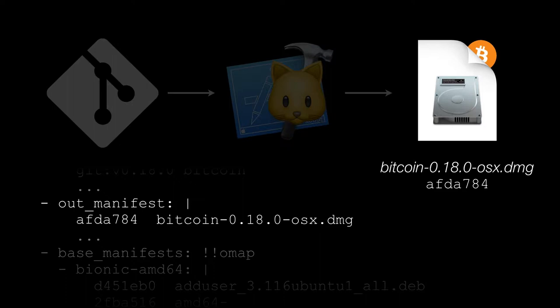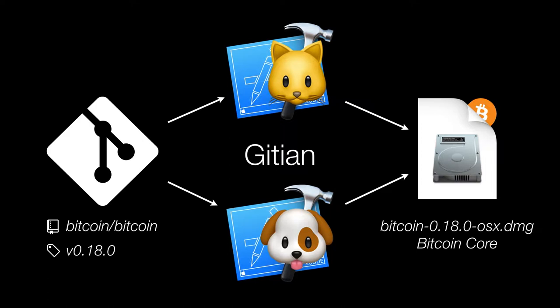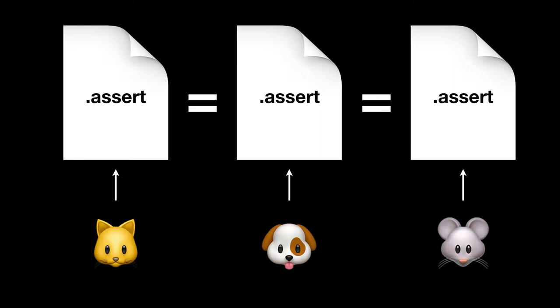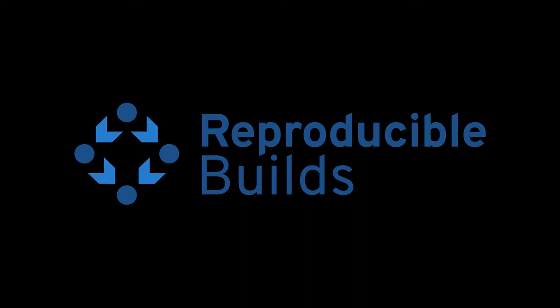These .assert files are generated whenever we do a Gitian build from source, and when generated by different people, these gitian.assert files should still agree with each other, and if they don't, we know something's up. So, that is what we mean by reproducible builds. Gitian is one project in a wider effort across software projects to make builds reproducible, so that we have better guarantees about what we're running on our machines. Great! However, I'm here to tell you that reproducibility is not enough.